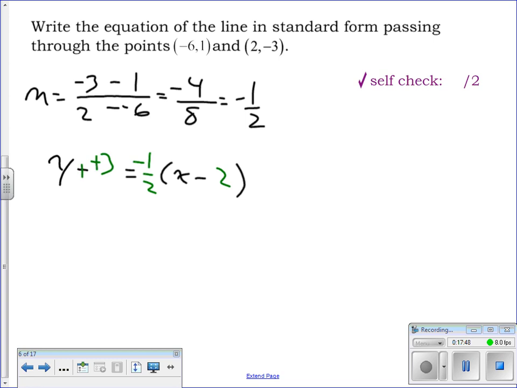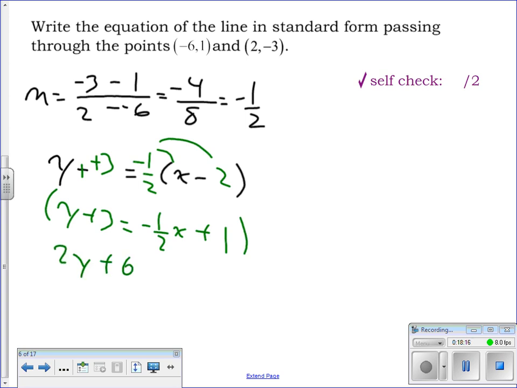Make that a double negative, distribute my 1/2. y plus 3 equals negative 1/2 x plus 1. Half of 2 is 1, two negatives make it positive. I do have to get rid of my fraction here, but this is an easy one because it's only one fraction. Multiply everything times 2, double everything in here. I get 2y plus 6 equals negative x plus 2.